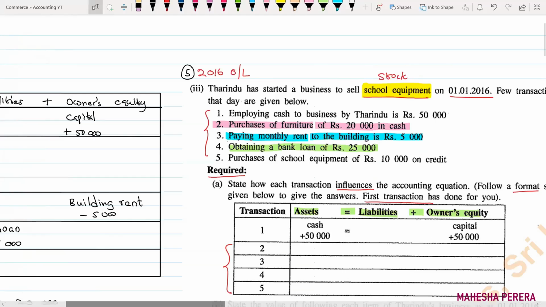Purchases of school equipment, 10,000 rupees on credit. Now, this is about business purchasing, right? School equipment, that means the business's stock on credit basis. So this is simply a credit purchase of this business. So how do you write the impacts?